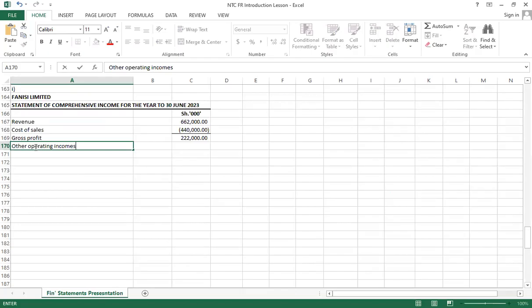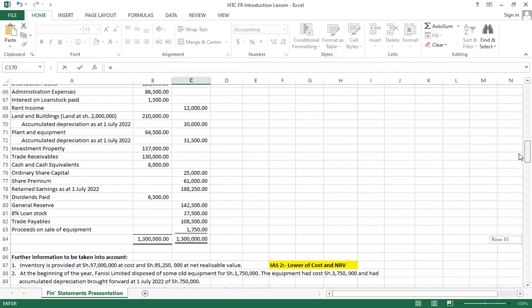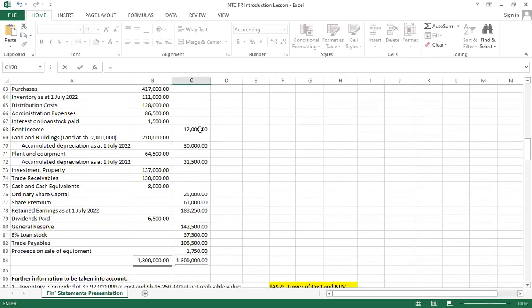Note that, fine, we know that the other operating income is the rental income, but do not come here and say that you have rental income. Generalize them as other operating incomes. When you have several, you'll need to combine them so that you have only one item that you call other operating income. So this one equals, I will go back to the trial balance. The rental income is what figure in the trial balance? Yes, it's this 12,000 shillings.